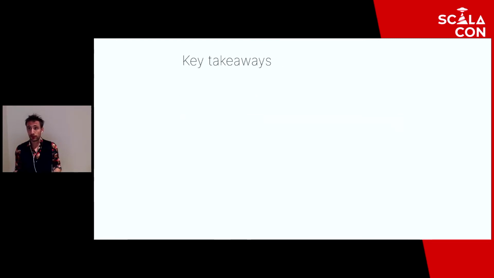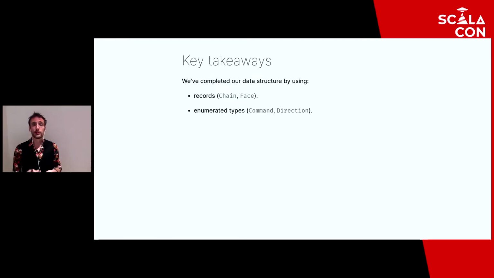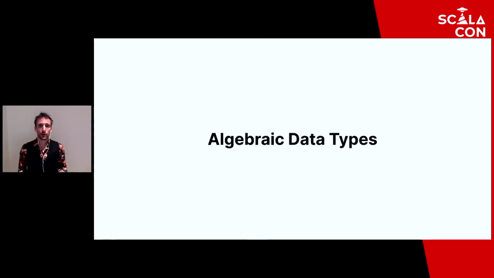And what have we learned? Well, we have learned that we have completed our data type by using records, chain and face are records, are case classes, enumerated types like command and direction. But in order for that to work, we also had to make command recursive, because command is expressed in terms of itself, since chain is a command that contains a command. So command is a recursive data type. And these three characteristics are all I needed to be able to finally give you a proper definition of what an algebraic data type is.